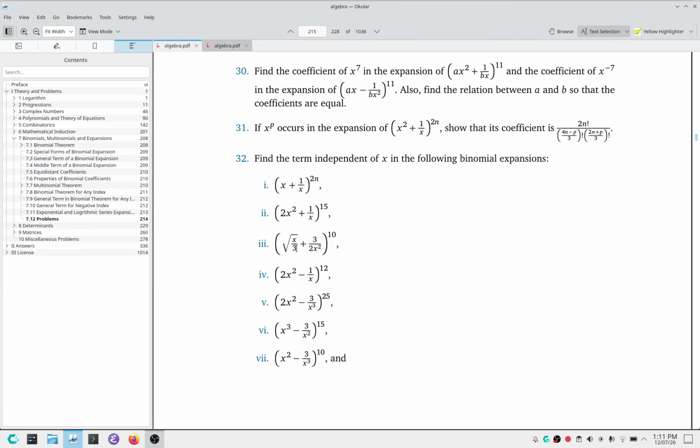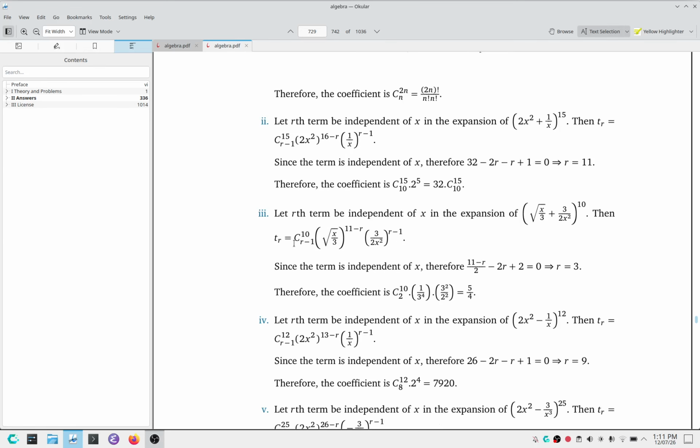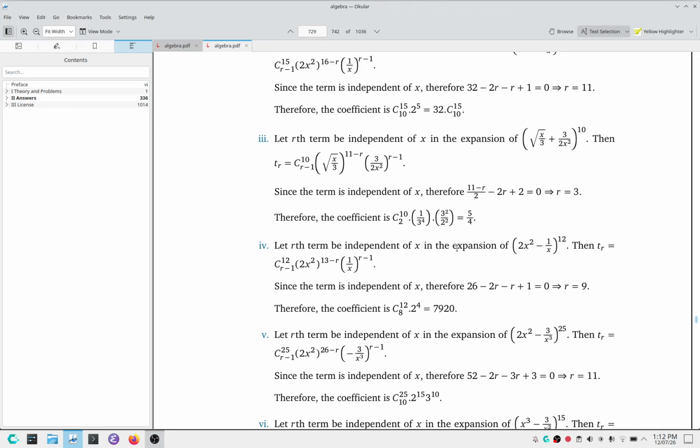Third question, the expansion given is square root of x plus 3 upon 2x square raised to the power 10. So the general term would be 10 c r minus 1 times square root of x raised to the power 11 minus r times 3 upon 2x square raised to the power r minus 1. So the power of x in this term is 11 minus r upon 2 minus 2r plus 2, so r is equal to 3, and therefore the coefficient is 5 upon 4.